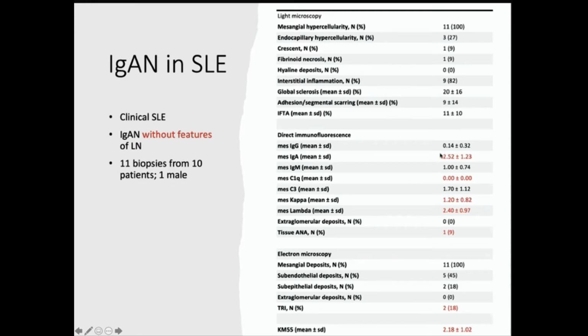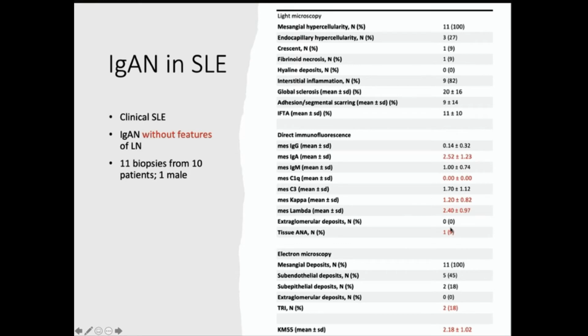IgA is grade 2 to 2.5, so 2 to 3 plus. IgG is 0 to trace, minimal. Mesangial C1q is negative in all. And kappa is 1.2 and lambda is 2.4, so it has a similar pattern to what we see in classic IgA nephropathy. So we are confident. All these cases were reviewed centrally, and I reviewed all the cases.